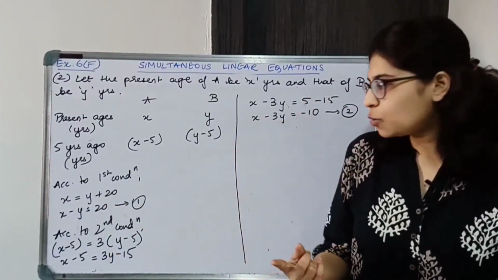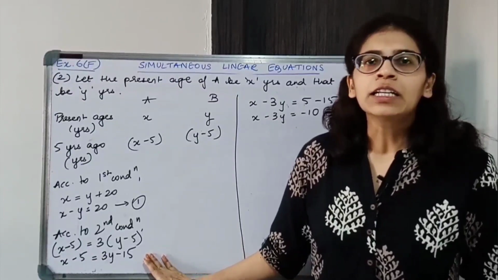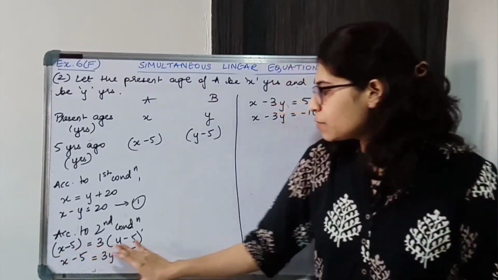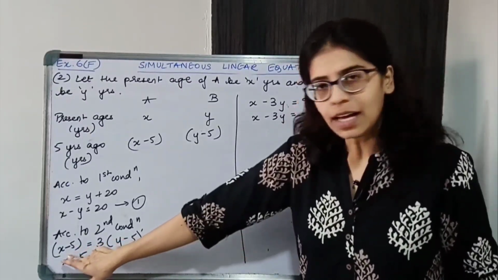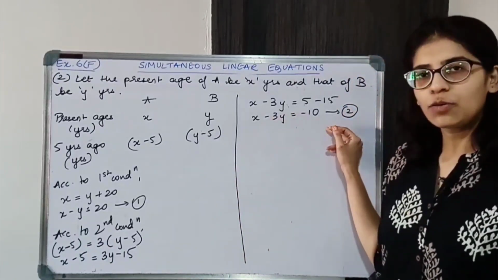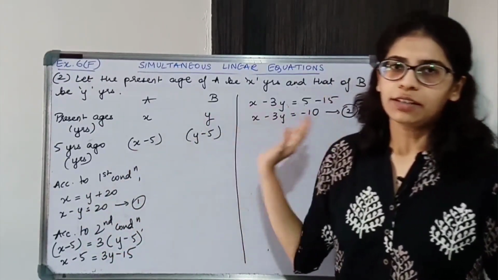We'll get one more linear equation from the second condition. The second condition says that A's age 5 years ago was 3 times the age of B. So A's age is equal to 3 into the age of B. You'll again get one more linear equation. Now we will solve these two linear equations.